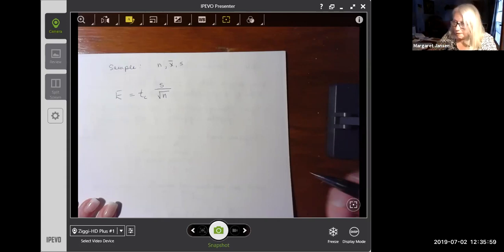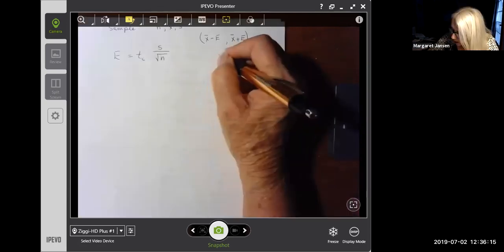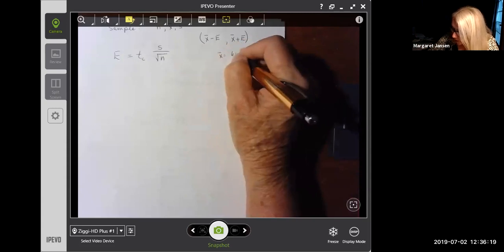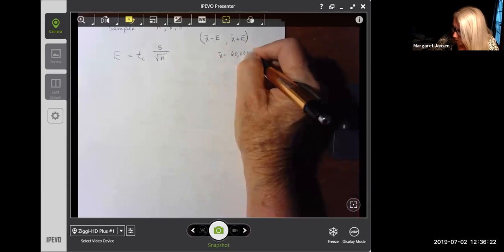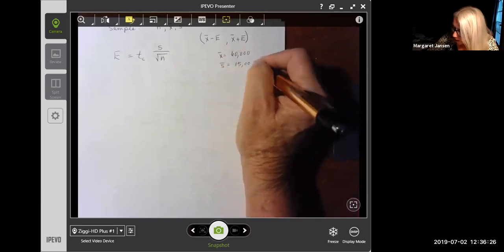Okay, so let's just make up an example. Let's say that we took a sample of salaries, right? And we found that the mean of the salaries of those professors was $60,000 with a standard deviation of $15,000. And we sampled 15 professors.